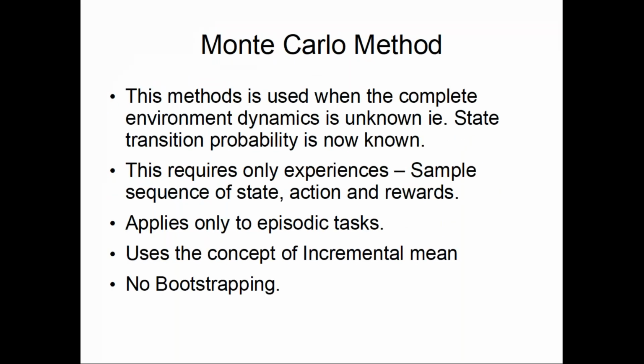So we just now looked at dynamic programming. Now let's look at the Monte Carlo method. The Monte Carlo method is used when the complete environment dynamics is not known. You may know the states, actions, rewards, but the state transition probability is not known here. This requires only experiences.